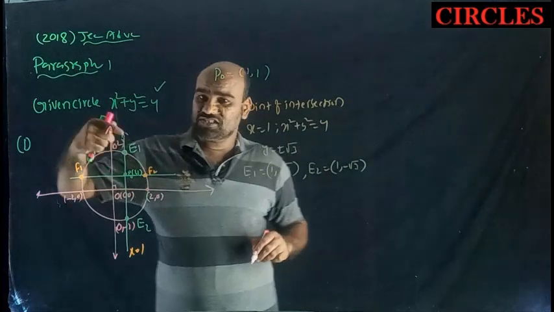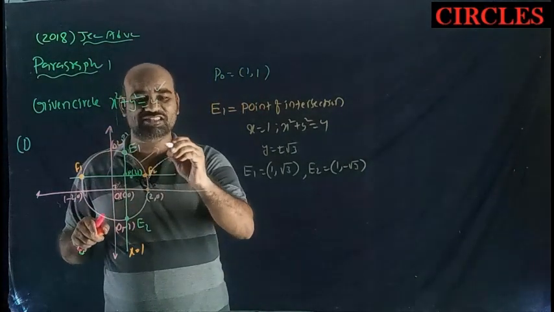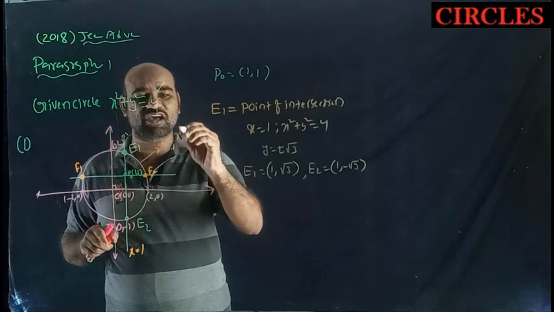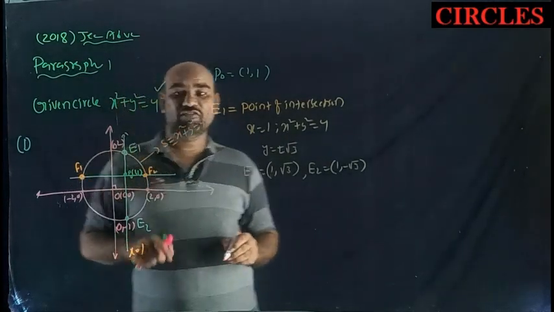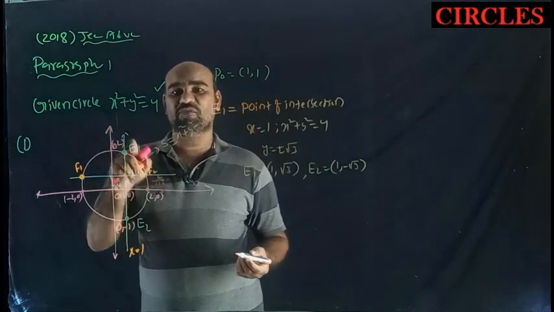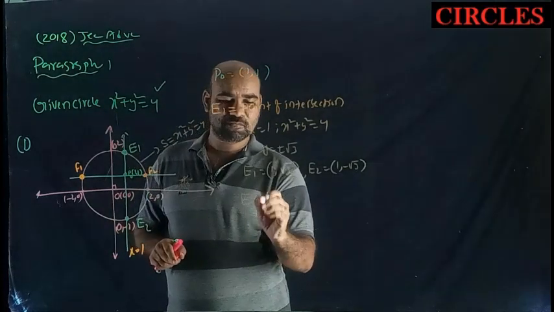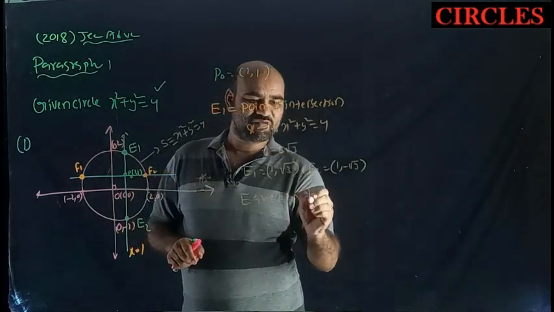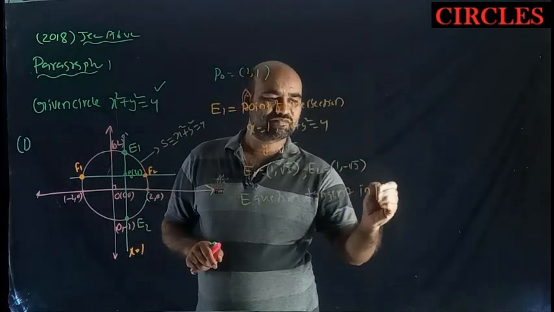Through E1 a tangent is drawn. What is the equation of S here? S is x square plus y square minus 4 equal to 0. Equation of tangent at E1. You know how to find the equation of the tangent in point form for this circle.